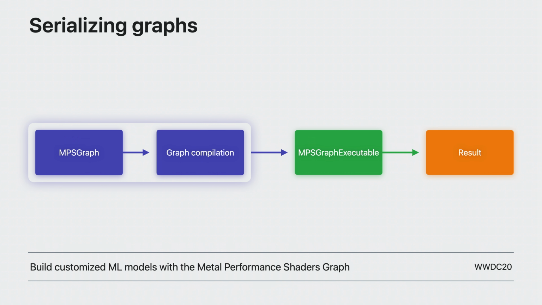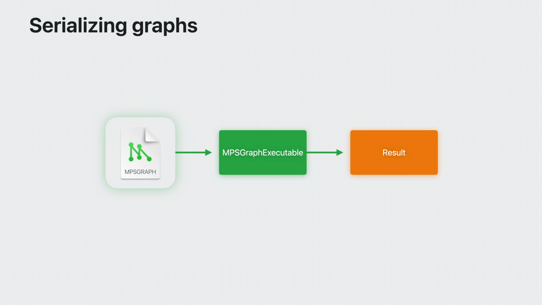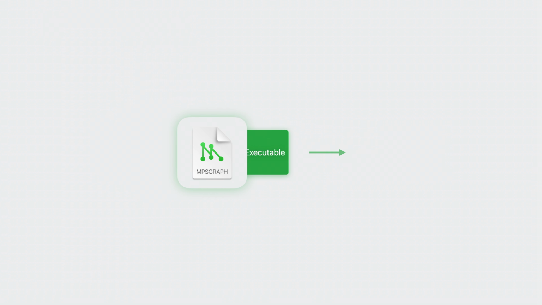MPS Graph has a new serialization format called MPS Graph Package to address exactly this problem. This new serialization format allows you to create the MPS Graph executable ahead of time. Once created, the optimized MPS Graph executable can be loaded directly from an MPS Graph package file. Creating an MPS Graph package is very simple.